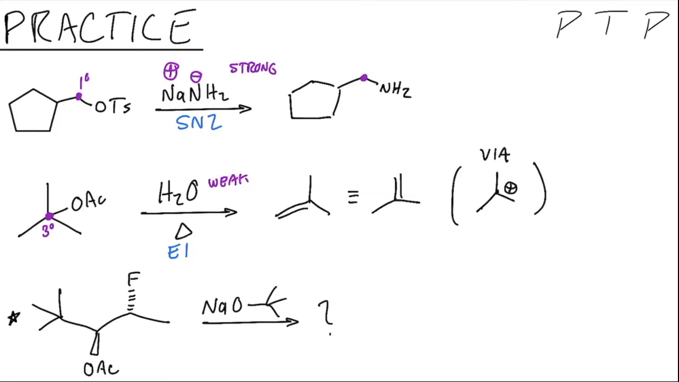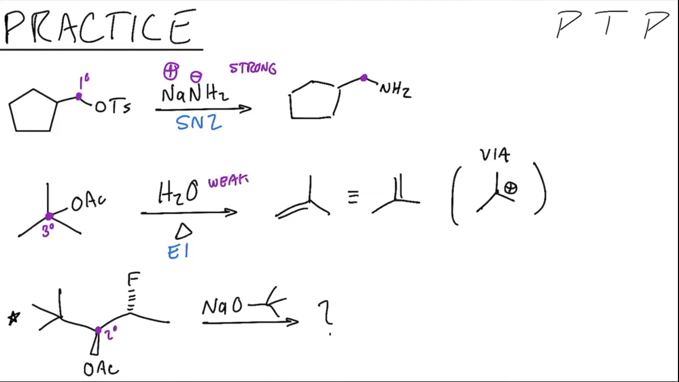Hopefully this one didn't trick you at all. Fluorine is not a leaving group. It's not even a bad leaving group. It's just not a leaving group at all. Therefore, we have to use the OAc as our leaving group. And that is at a secondary position. So we could be doing any reactions with this so far.